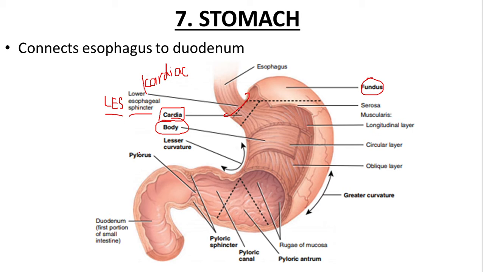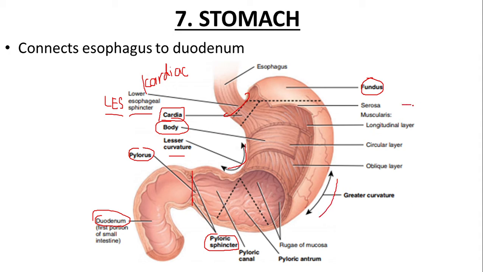Then you have your pylorus here at the bottom, containing your pyloric sphincter, which is the border between the entry from the stomach to your duodenum, or the first part of your small intestine. So you have two sphincters in the stomach, above and below, from the esophagus and to your duodenum. You also have your lesser curvature, which is the small curve found at the innermost section of your stomach, and then you have your greater curvature.